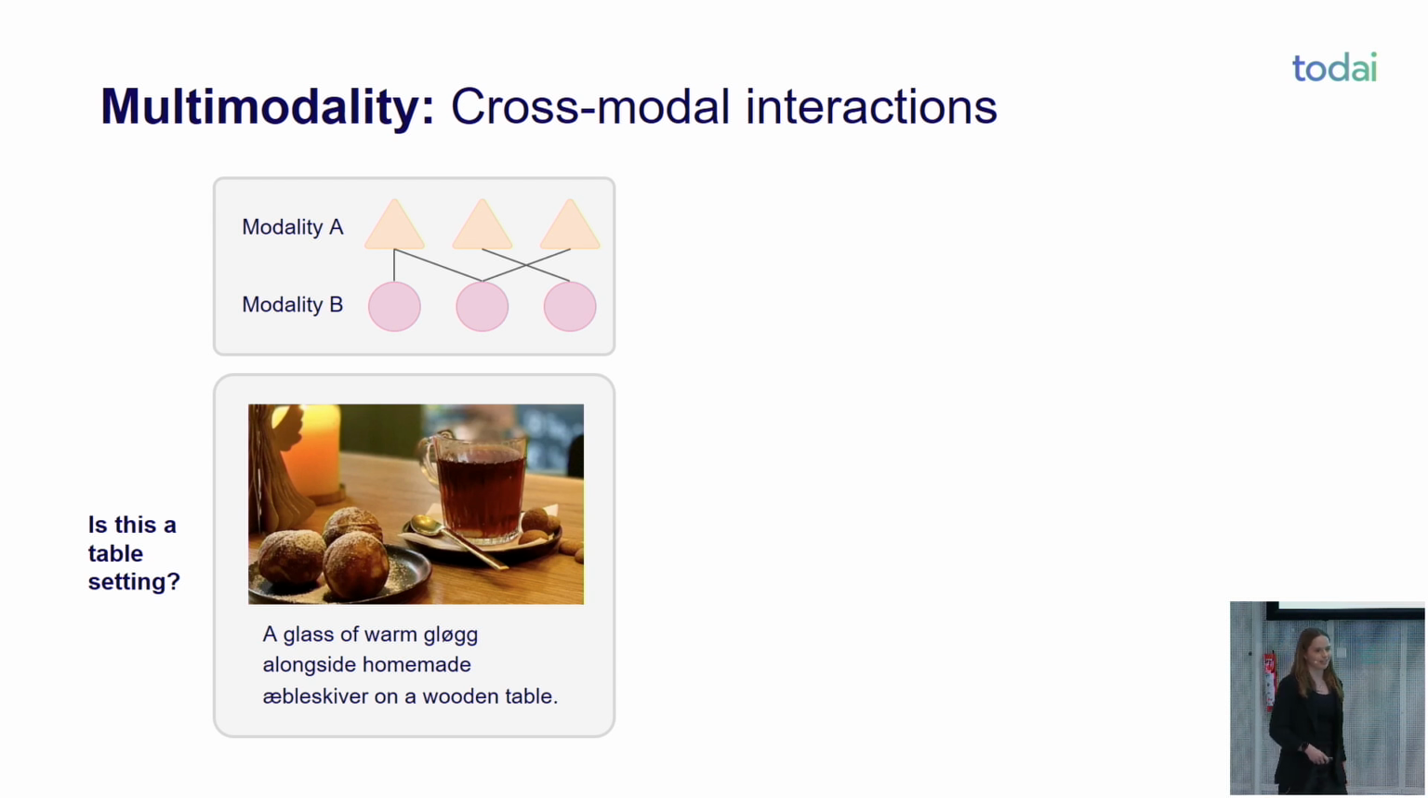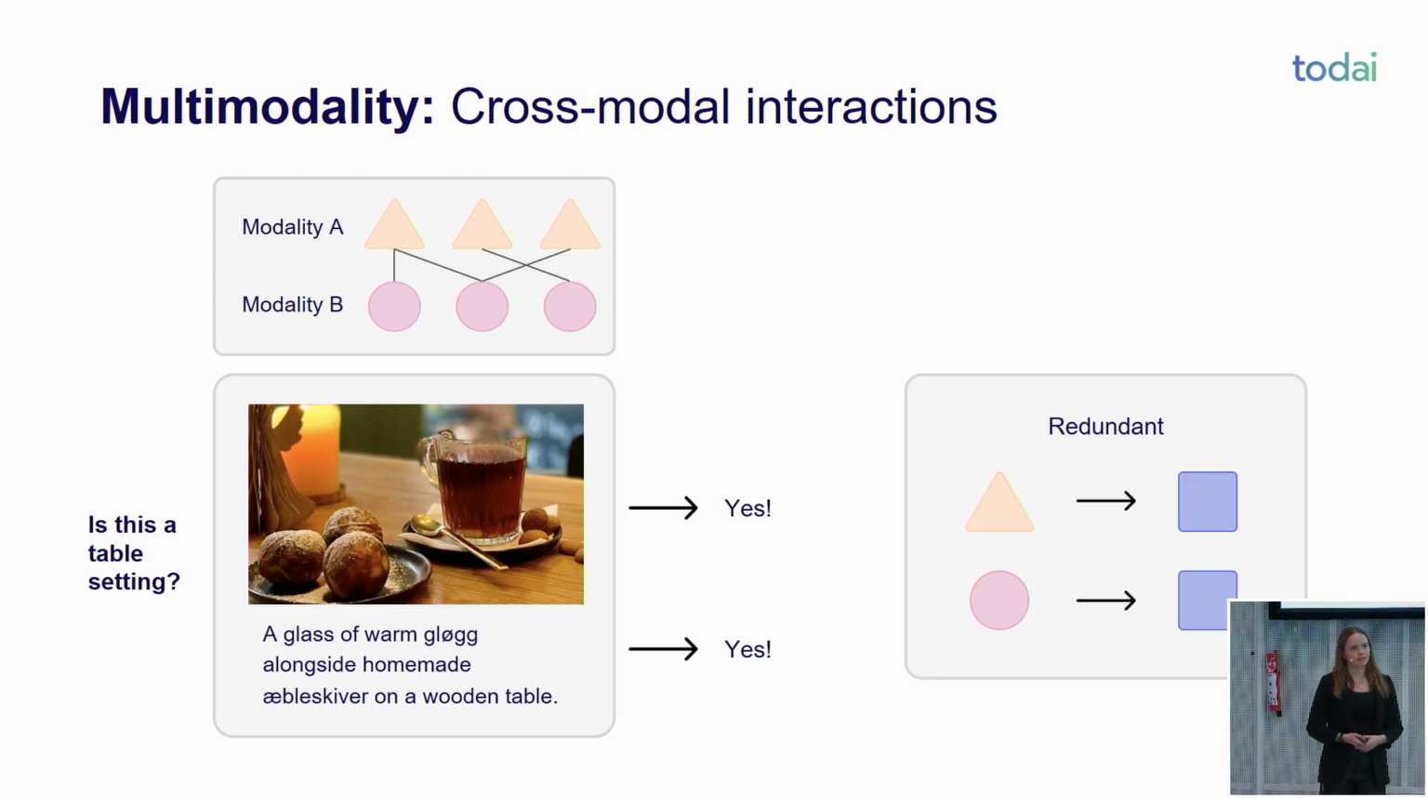Let's ask another question. Is this a table setting? Now, if we look only at the image, we see that it's on a table. It's something plated on a table, so we can infer yes from just the image. The text mentions a wooden table, so we can infer yes from the text as well. We have redundant information here. Both modalities are individually giving us the same answer to our question.